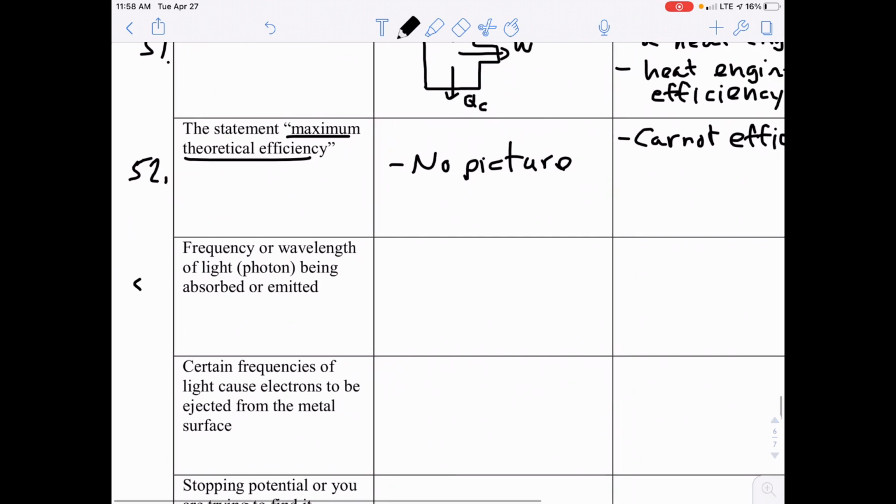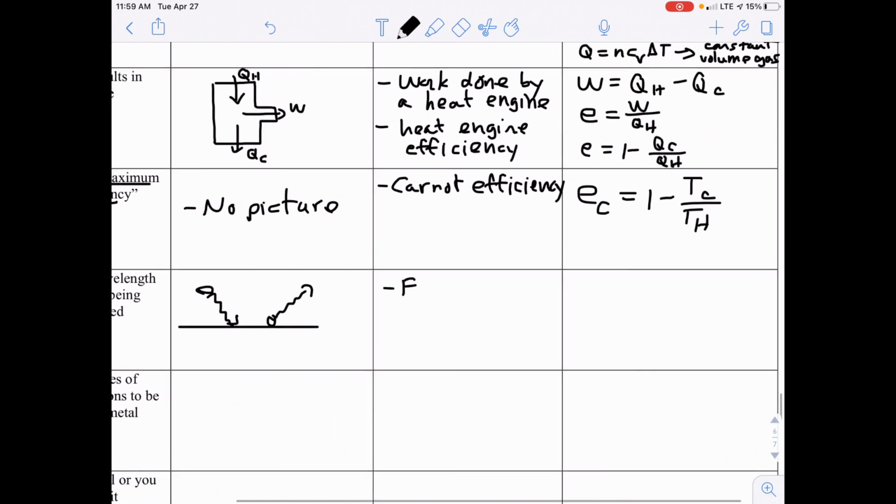All right, now in scenario 53, we are dealing with atomic physics. In this one, we are given a situation where we have a frequency or a wavelength of light, a particle of light known as a photon, and it's being emitted or absorbed. So you might have a surface and some little particle, and it might be absorbed or emitted. Absorbed means to take it in, emitted means to eject it, right? And this is the energy of a photon.